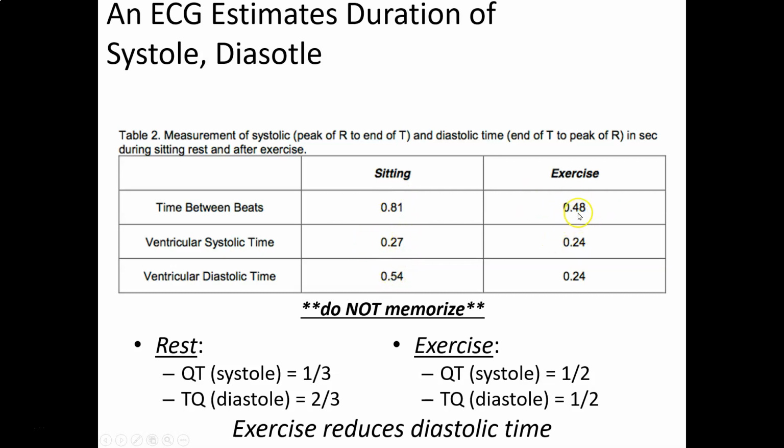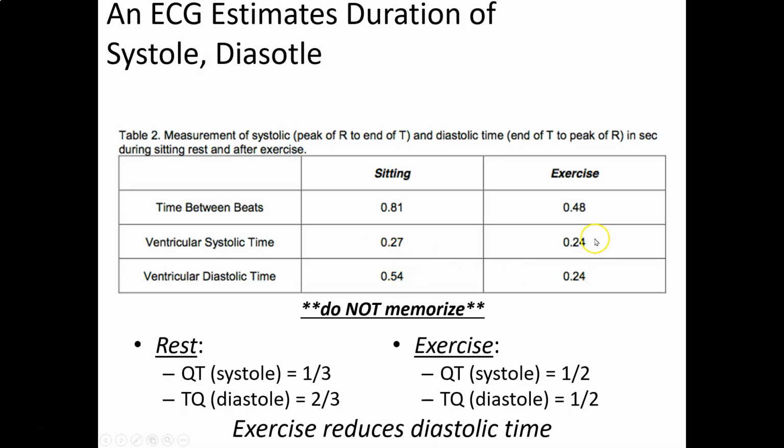Now when you look at their exercise, this was the heart rate of 125 we just saw a minute ago. All right, so their R-to-R interval time was 0.48. And then the systolic and diastolic time were exactly 0.24 and 0.24. So we went from 1/3, 2/3 to half and half.